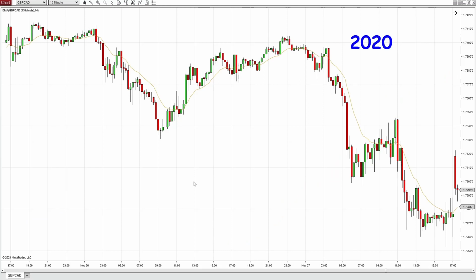For 2020, on a Thanksgiving Day, there are a trendline break here. You can see there's a downward channel, but it breaks to upward. So we can trade at the pullback here and also touching the moving average.